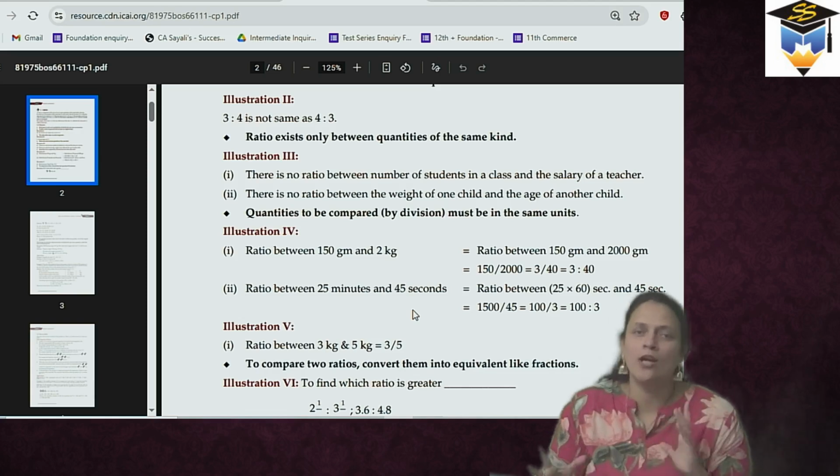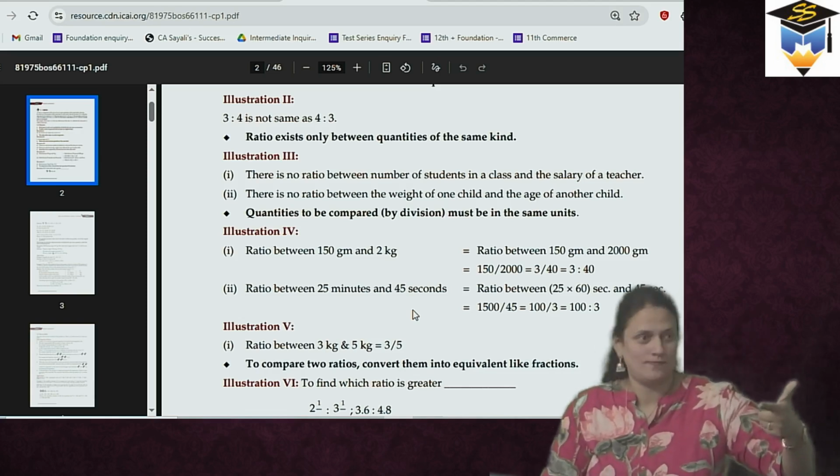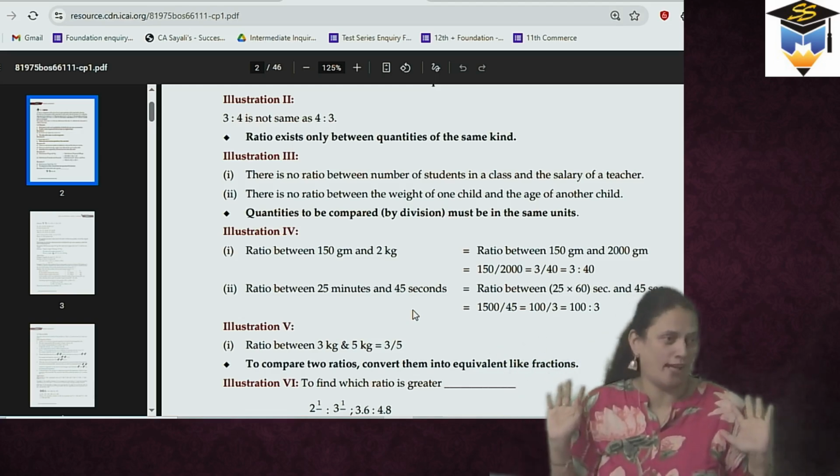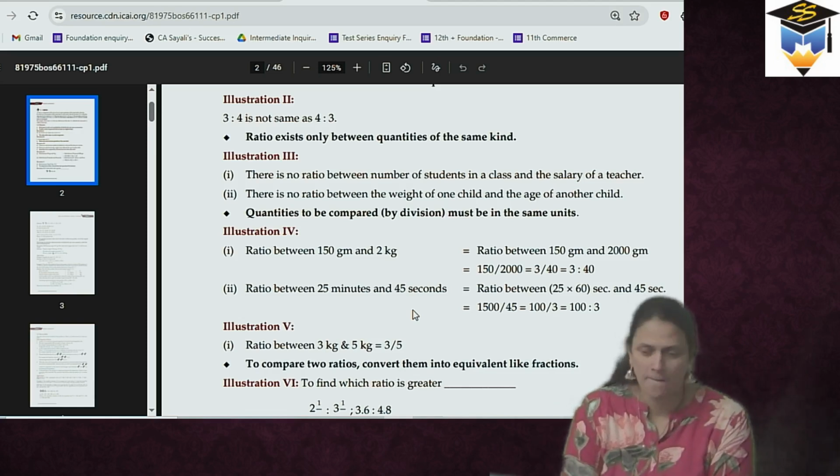तो कई बार क्या होता है, the question is asked in terms of fractions and decimals. In the options वो decimals देंगे. So there you will use a calculator. ठीक है?